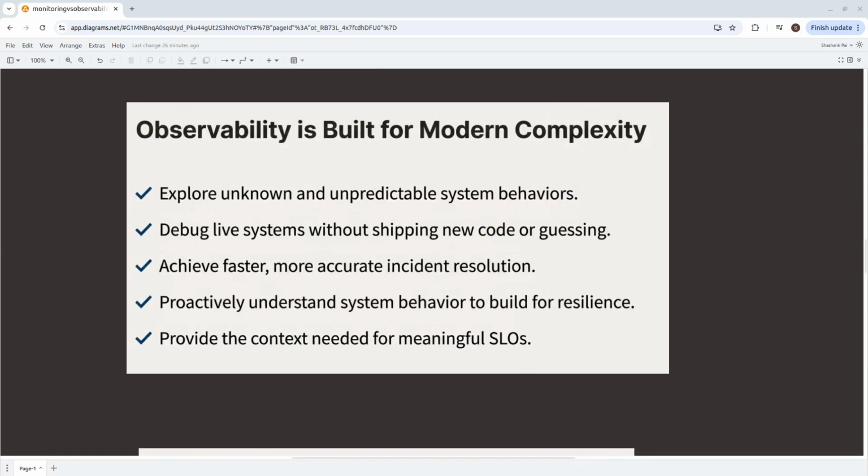What does observability bring to the table? Observability gives you the power to debug a live system without guesswork. It's not just metrics, it's logs, traces, distributed events, correlations, and system context.